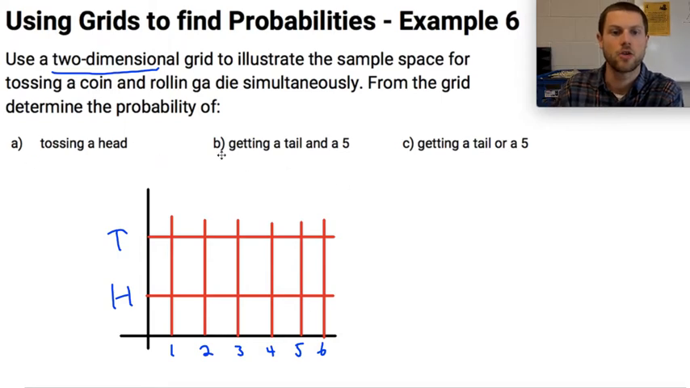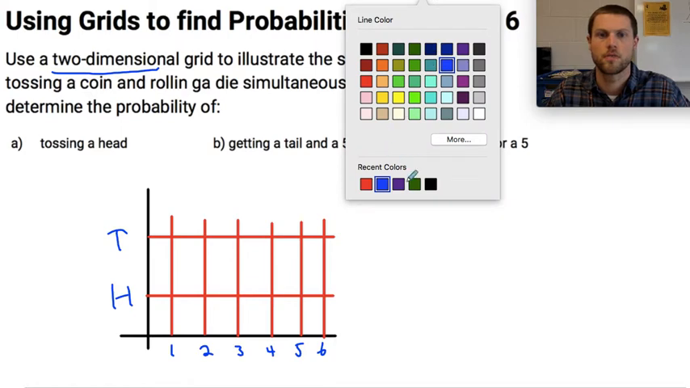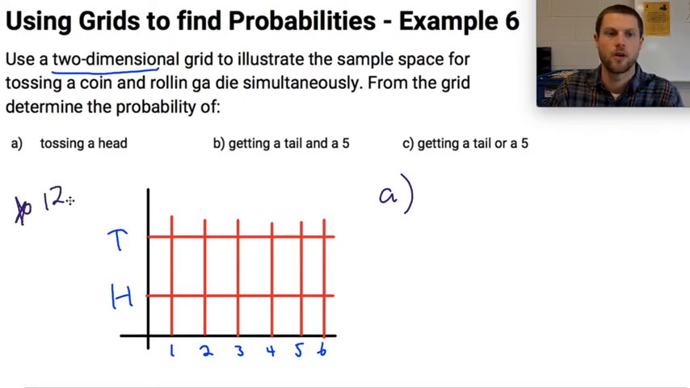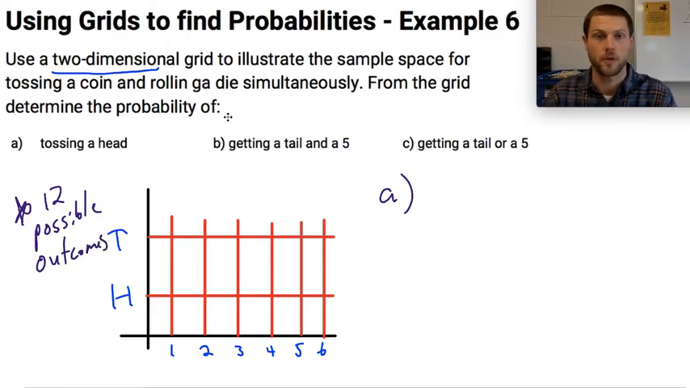So I can use this grid to come up with all of these different probabilities. So basically, what I'll do here is I'm going to grab, let's use purple for letter A. For example A, I want to find the probability of tossing a head. Well, first thing that I should do is probably count all of the nodes, all of the possible outcomes, all the intersections. And there's 1, 2, 3, 4, 5, 6, and another 6. So I should just keep in mind that there are 12 possible outcomes. So I should use 12 as the denominator for all of these probabilities that I'm coming up with.